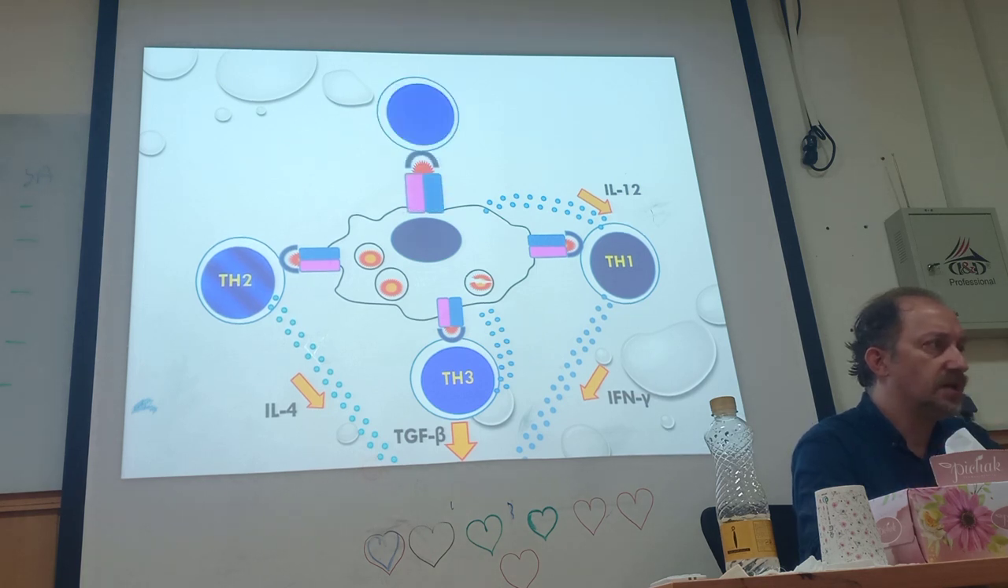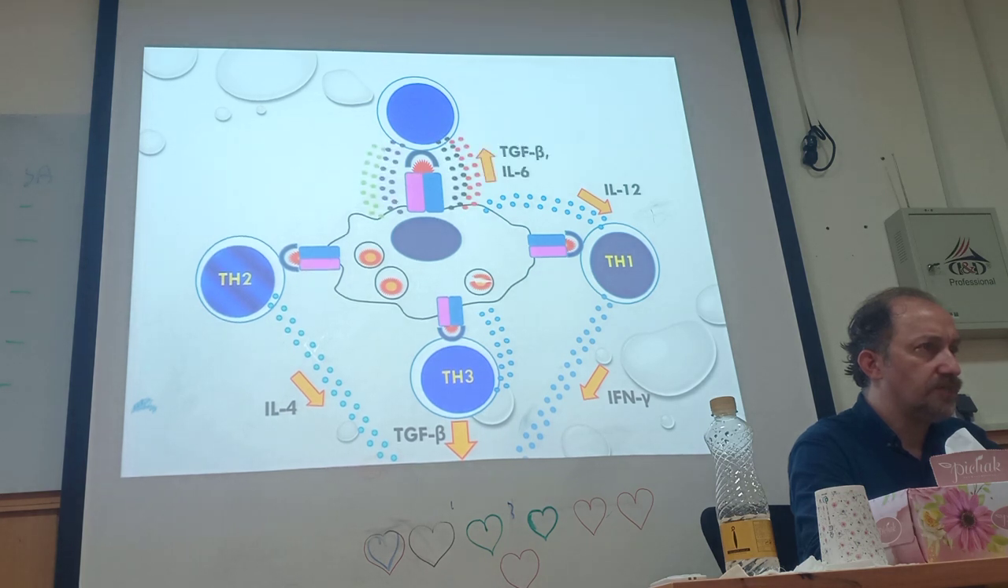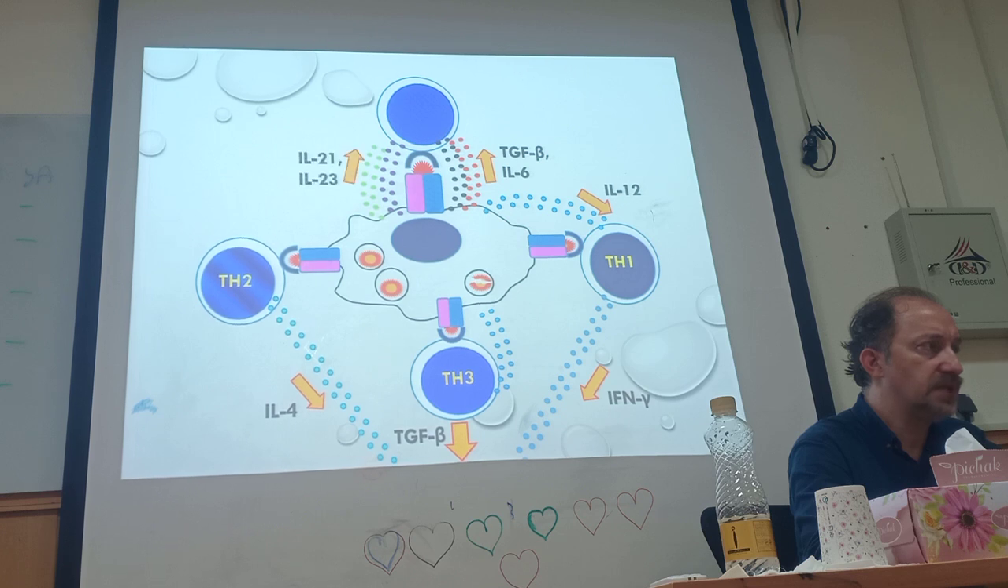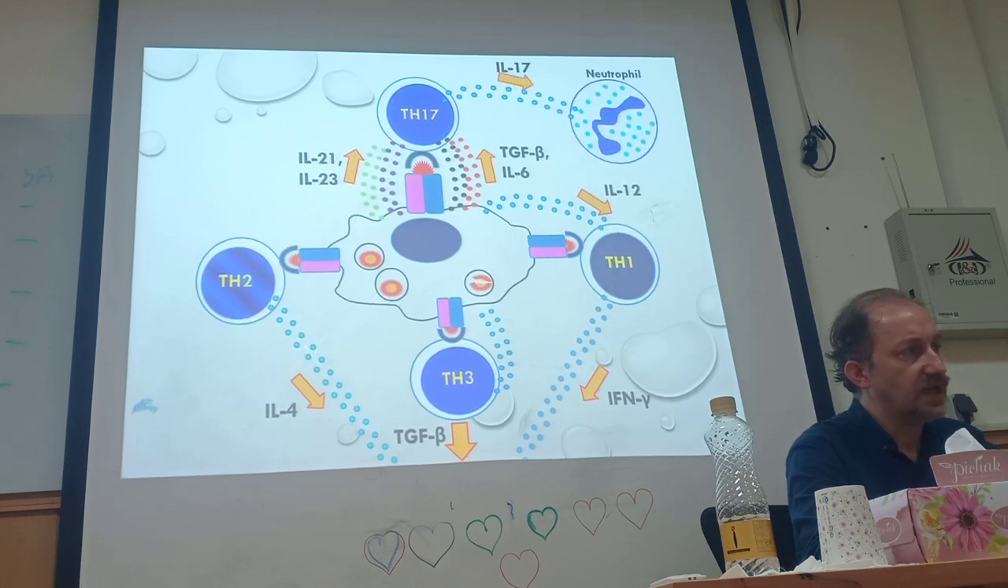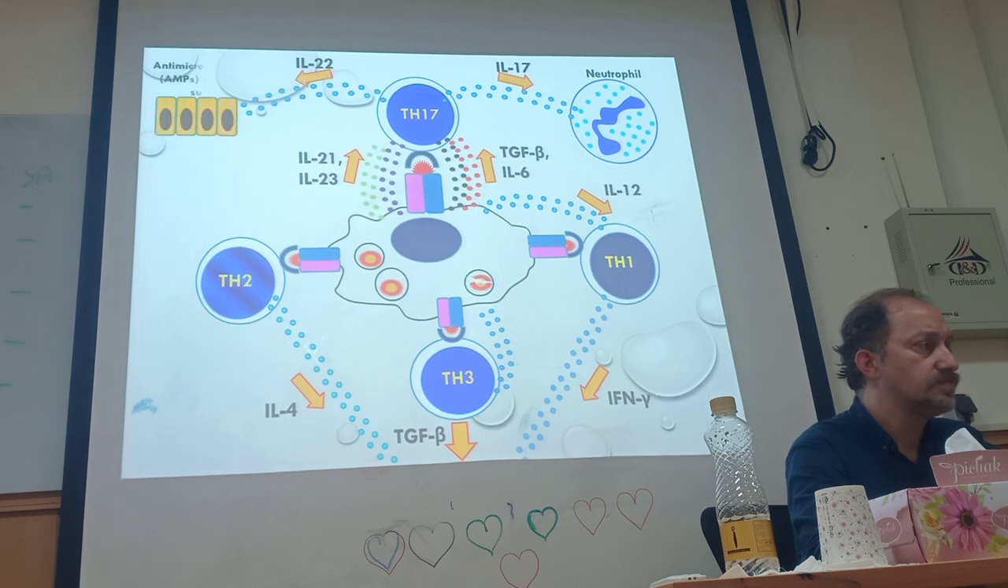So again, this is the presentation of the MHC, production of TGF-beta and IL-6, IL-2 and 1, IL-2 and 3, and this is TH17. And TH17 produces IL-17, and this is the neutrophil, and IL-22 for antimicrobial peptide at the epithelial surface.